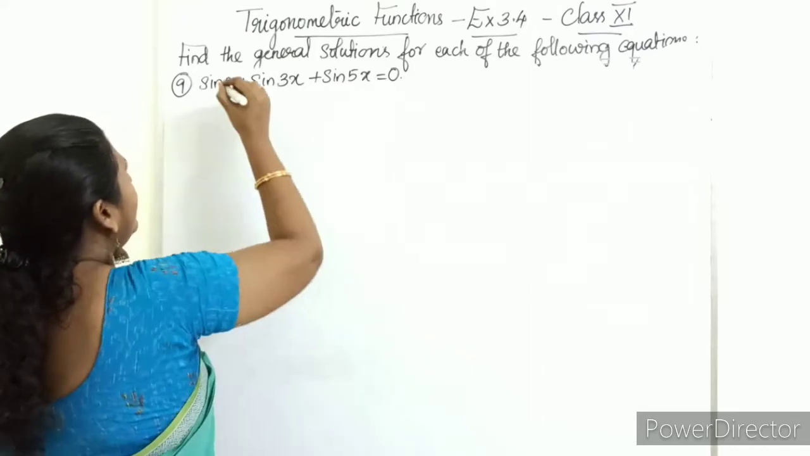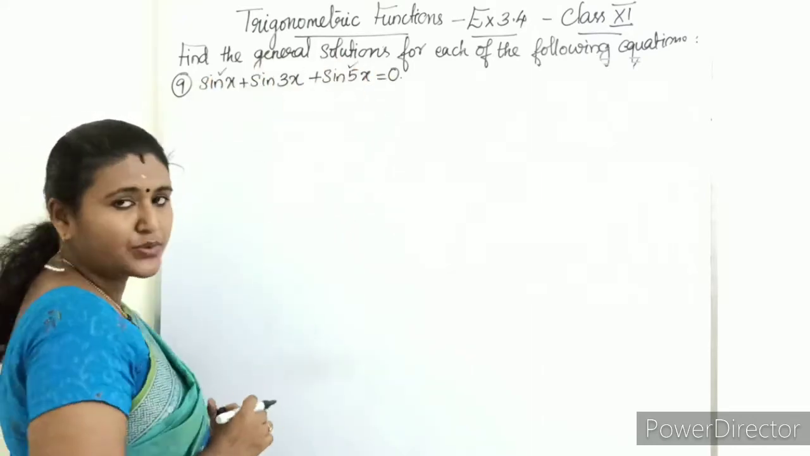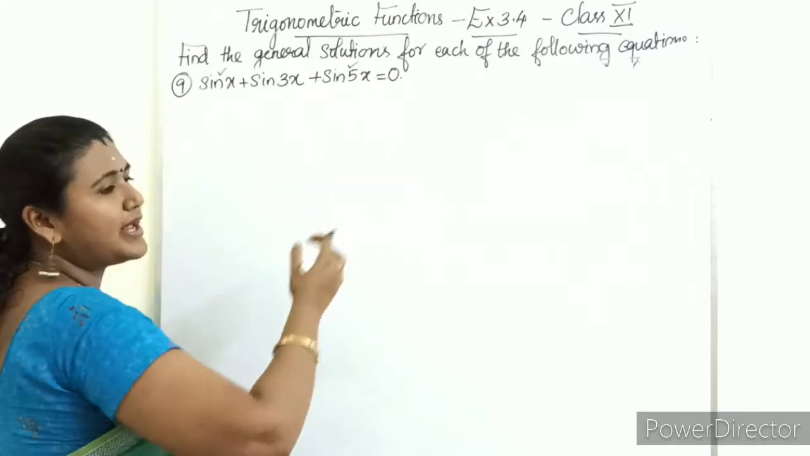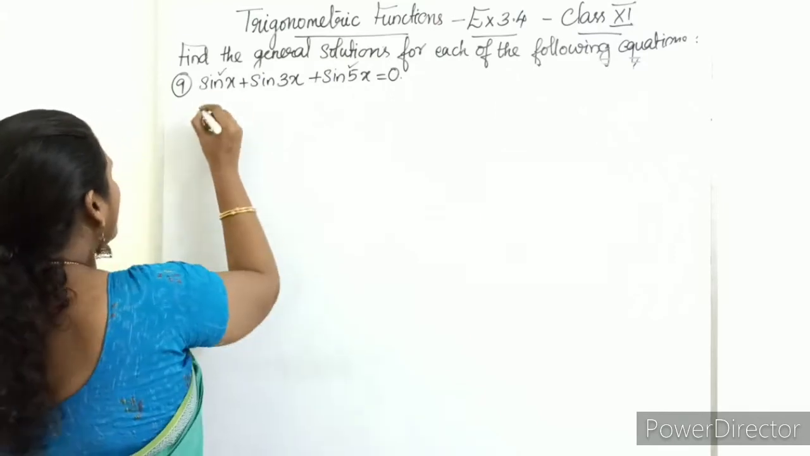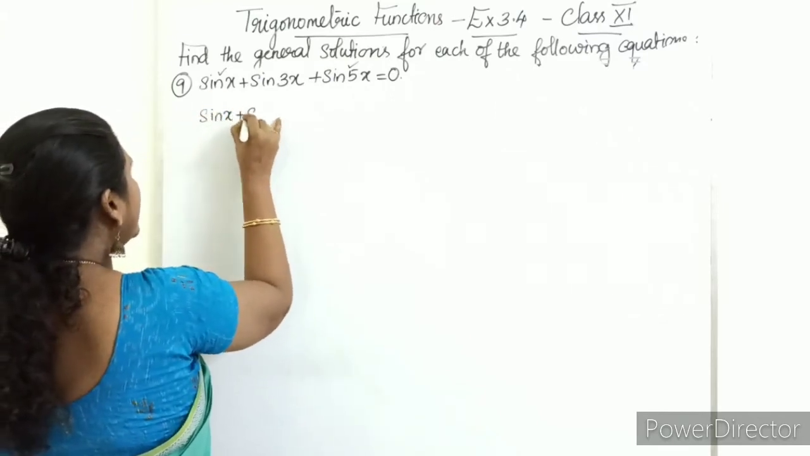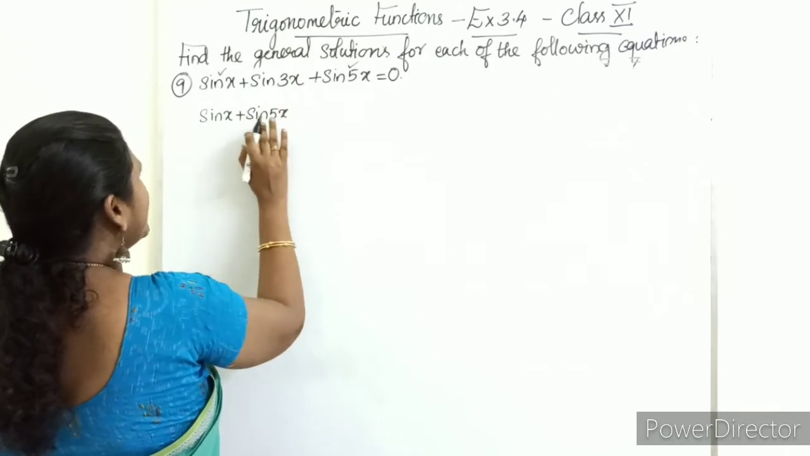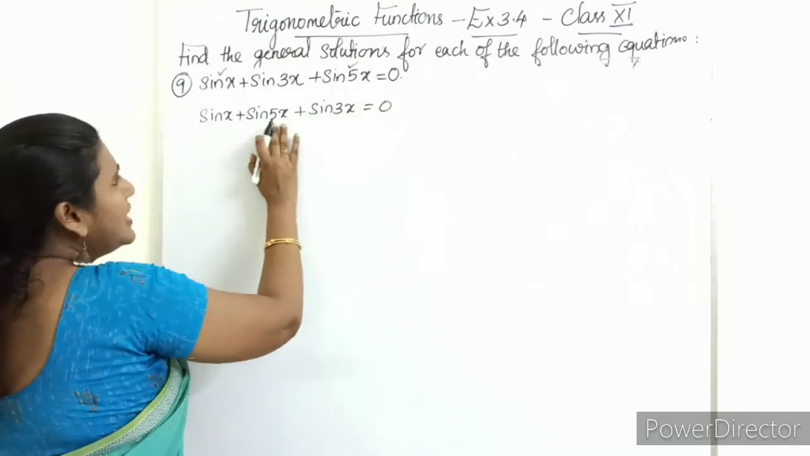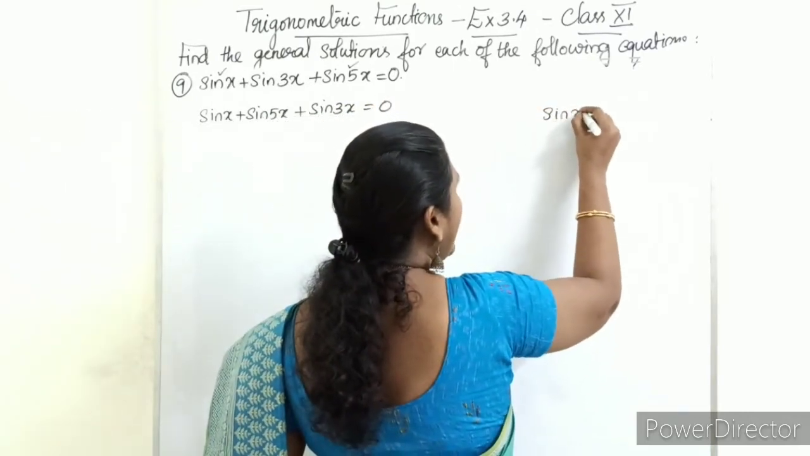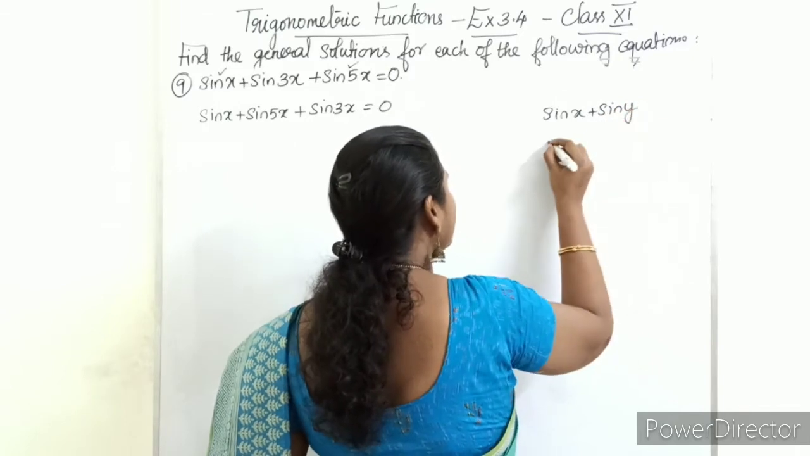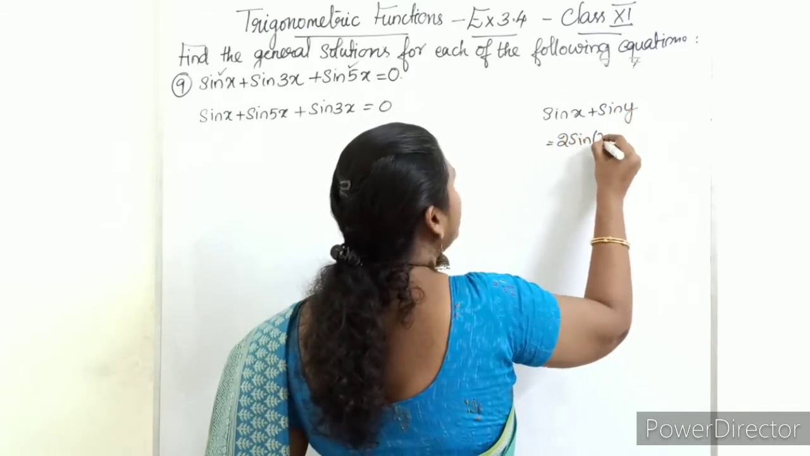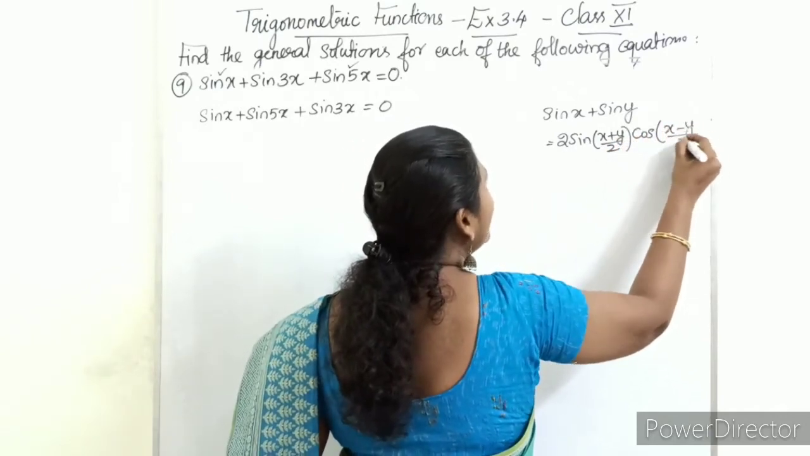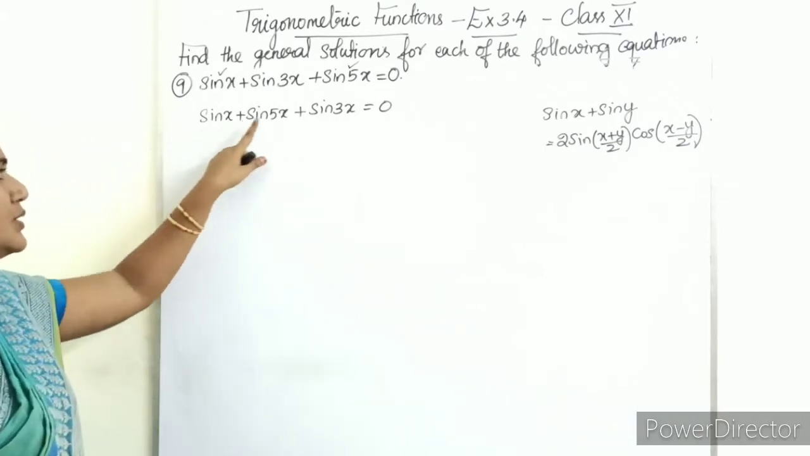Here, if you see, we will group the first and the third term together, so that when we use the identity we will get sin 3x as common and we can take it common outside. So sin x plus sin 5x plus sin 3x is equal to 0. Here we will use the sin x plus sin y identity. So what is the formula? Sin x plus sin y is 2 sin of (x plus y) by 2 into cos of (x minus y) by 2. So this is the formula we are going to use here.